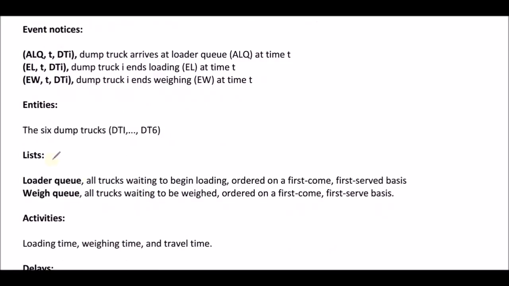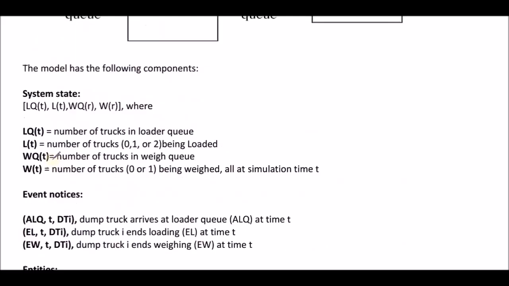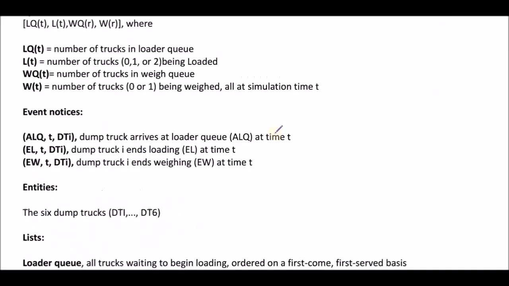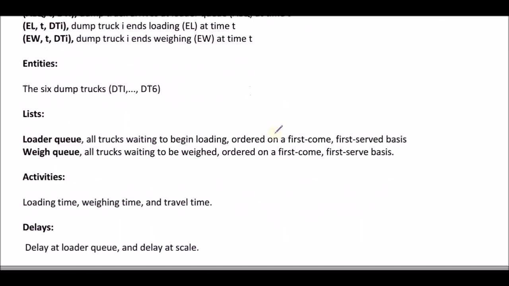So these indicate the queues that are present in the model. There are 2 queues that we have. The first one being the loader queue over here. So the loader queue has all the trucks that are waiting to be loaded into the loaders, and the next one being the weighing queue that has all the trucks waiting to be weighed on the scale. So these are the 2 lists or queues that are there in the model.